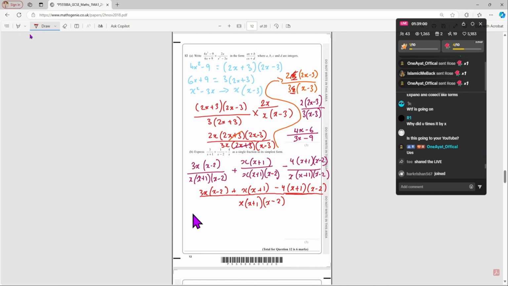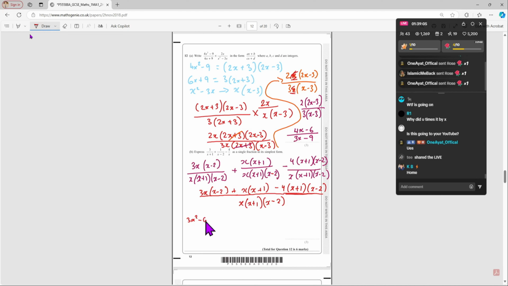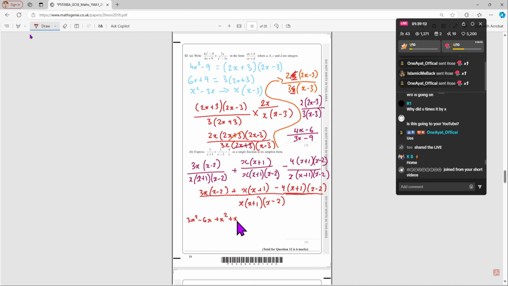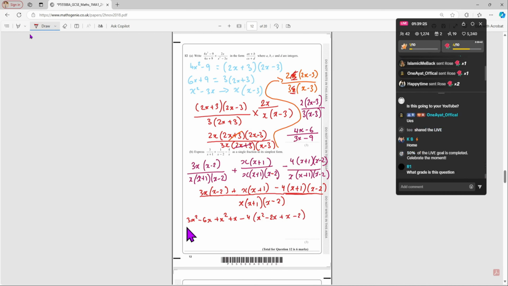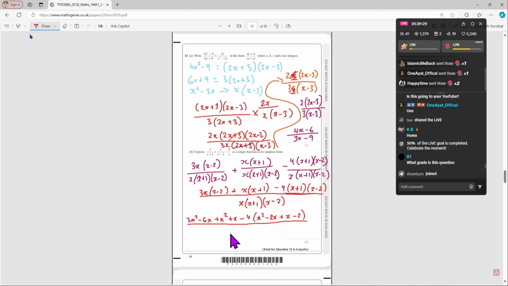So now when we expand it out, we're going to have 3x squared minus 6x plus x squared plus x minus 4, and then x squared minus 2x plus x minus 2, over x, that same denominator we gave. Okay, that is going to be the same denominator.